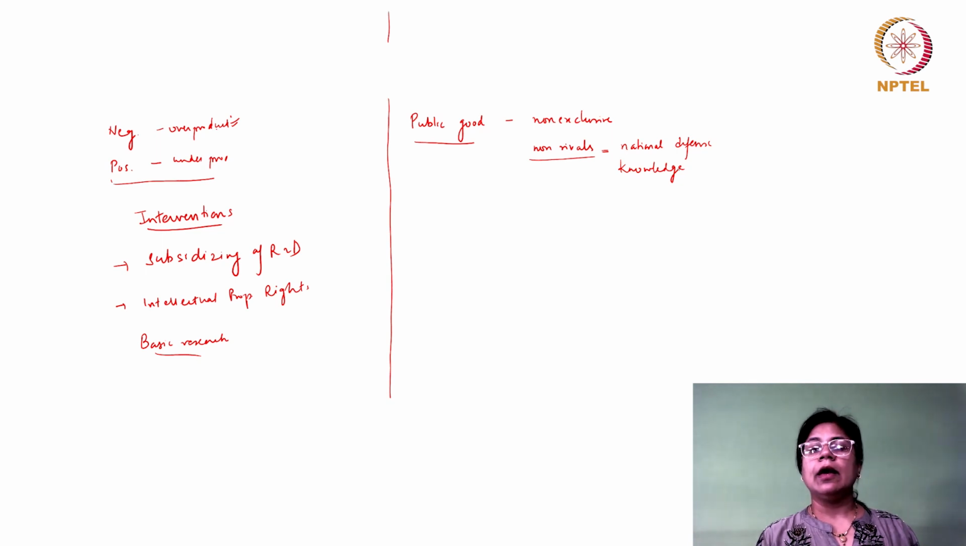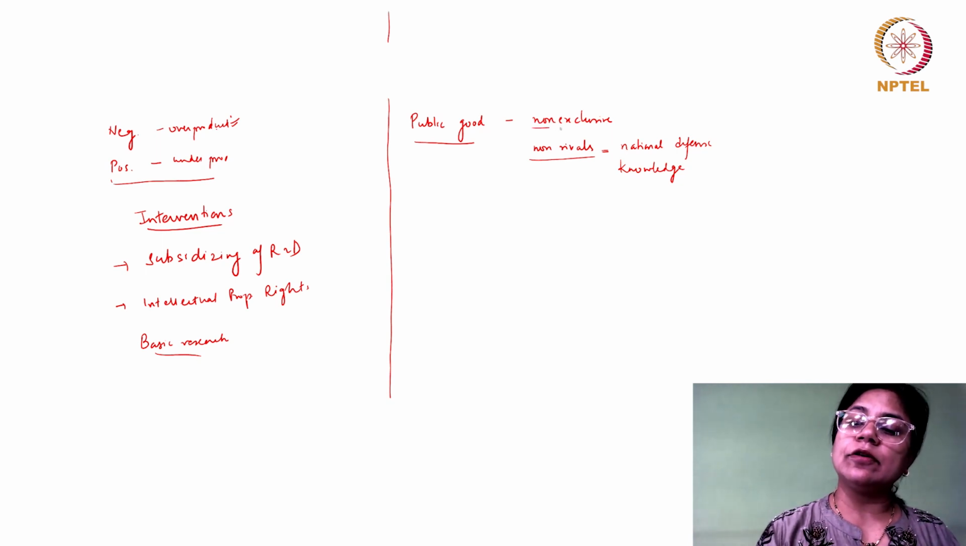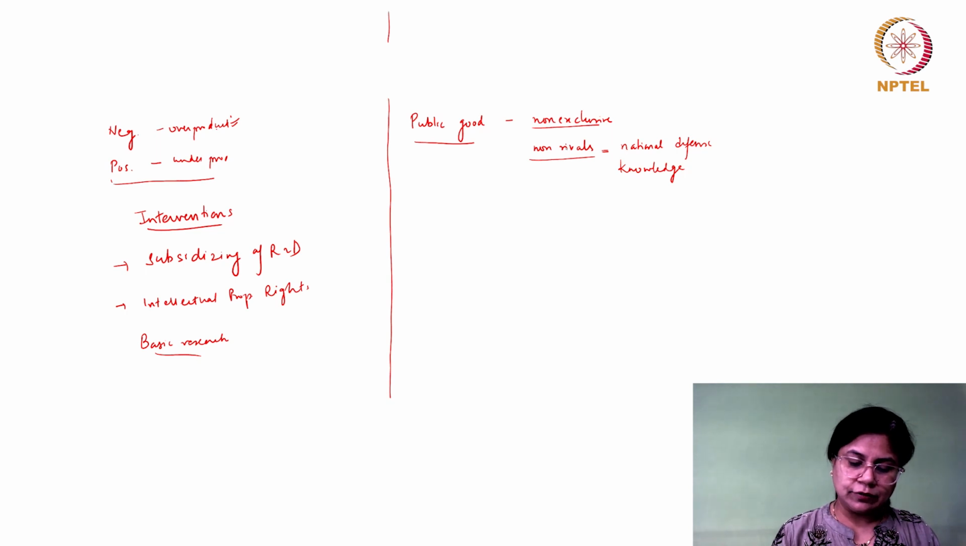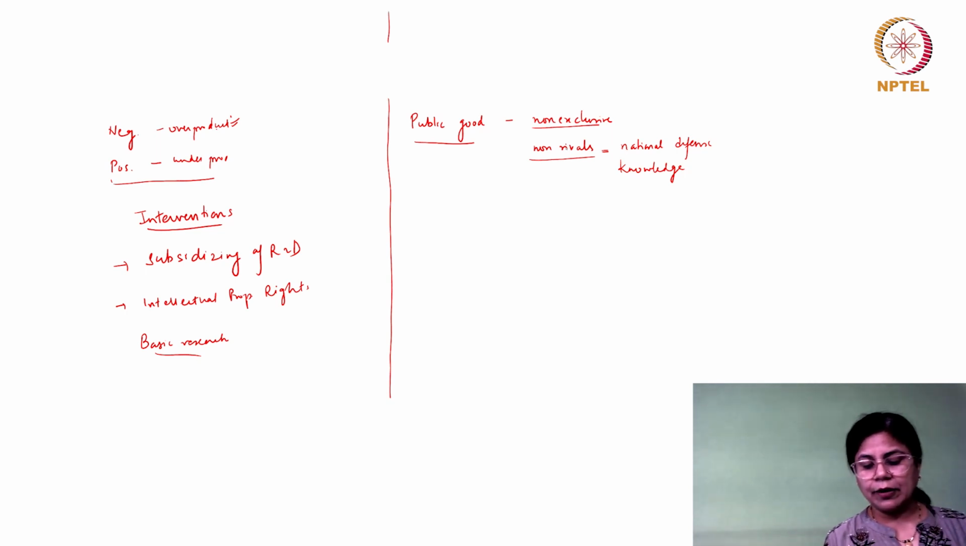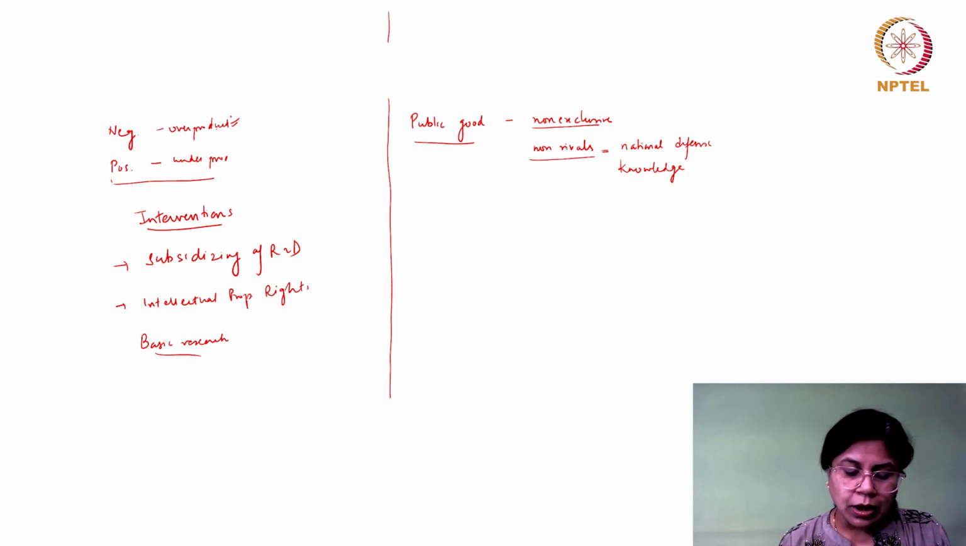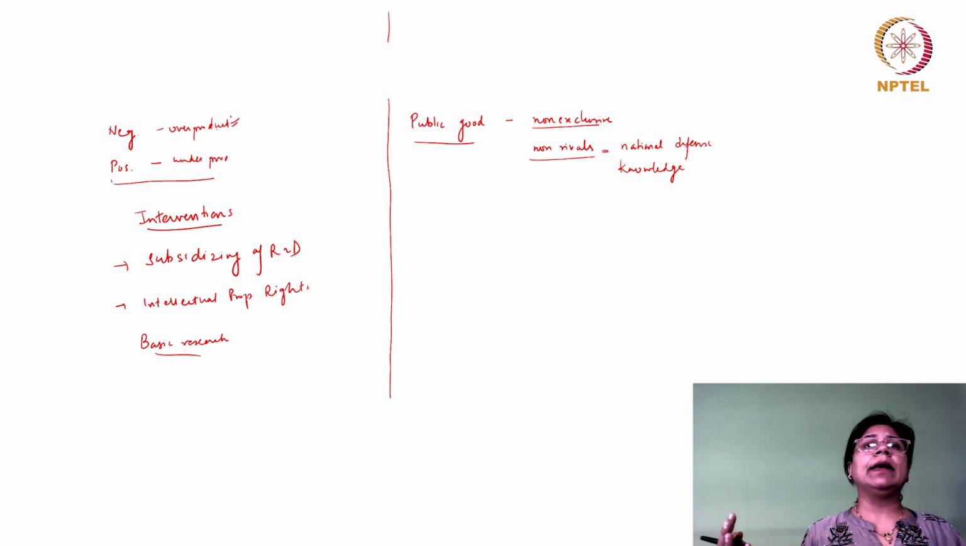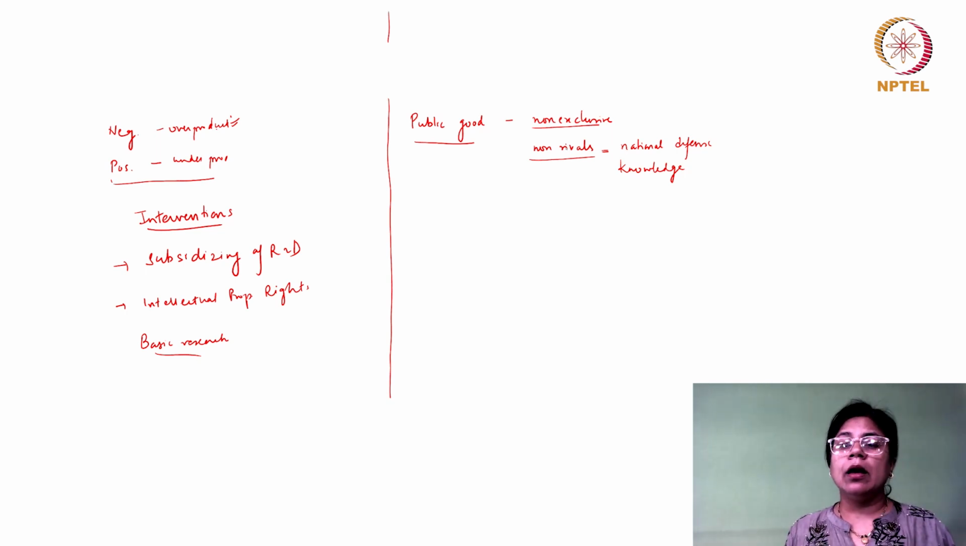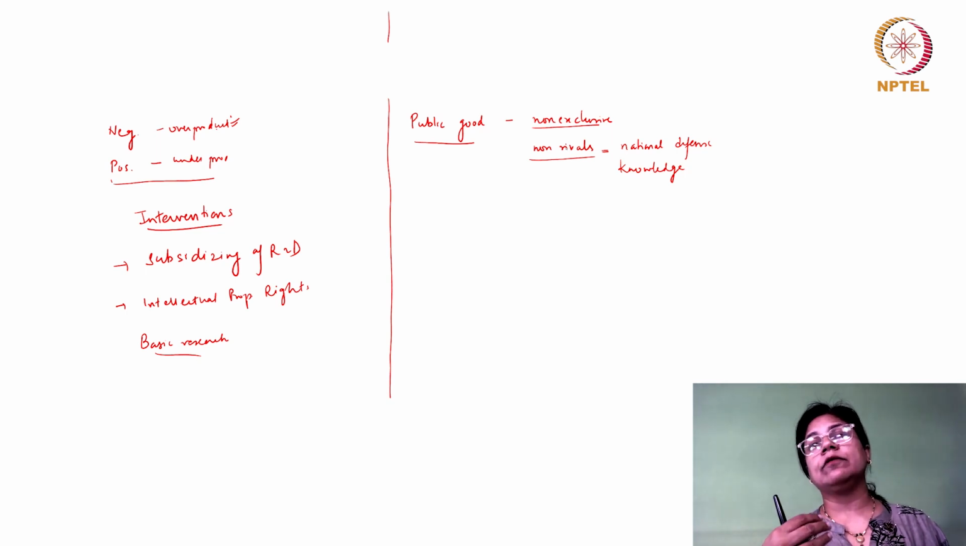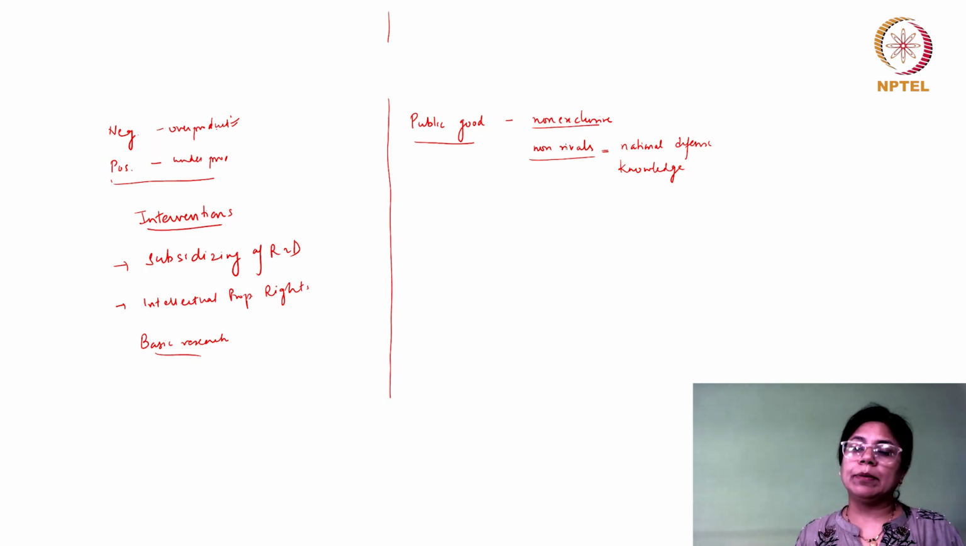and clearly knowledge also. Just because one person consumes it, it doesn't reduce the ability of the other to consume it as such. Another characteristic of the public good is that of being non-exclusive. That means it is very difficult, or in fact impossible, to prevent other people from using it. Now suppose a road has been built, or there is a public park, anyone can walk into the park, and it is very difficult to exclude other people from using it. So non-exclusive and non-rival goods essentially are the two important characteristics which we look at while defining the public good.